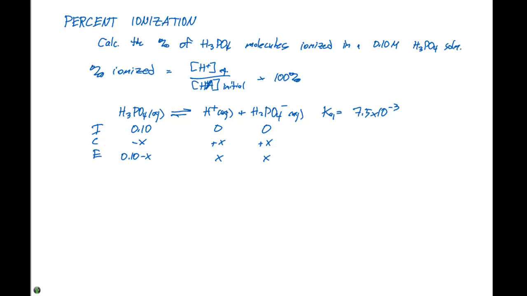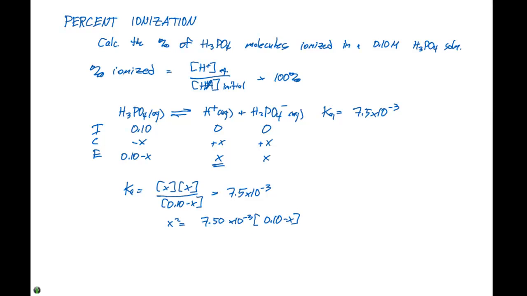Okay? We're going to need to find the equilibrium concentration of H plus, so X is what we want to be solving for. So our Ka is going to be our concentration of X times our concentration of X divided by 0.10 minus X, which will equal 7.5 times 10 to the minus 3. Unfortunately, since this is small, we're not going to be able to use any approximations. So we're going to have X squared equal to 7.5 times 10 to the minus 3 times 0.10 minus X.